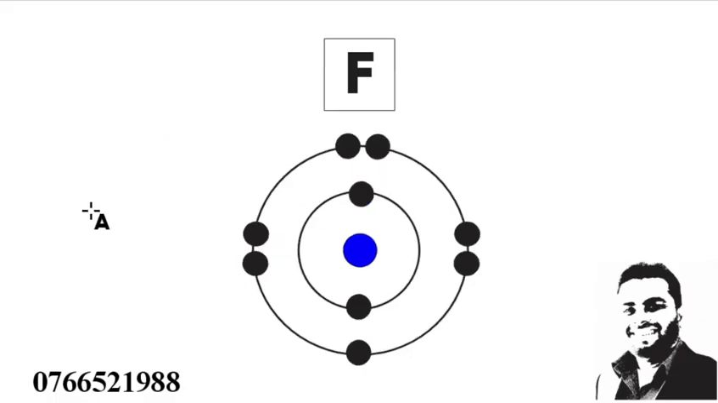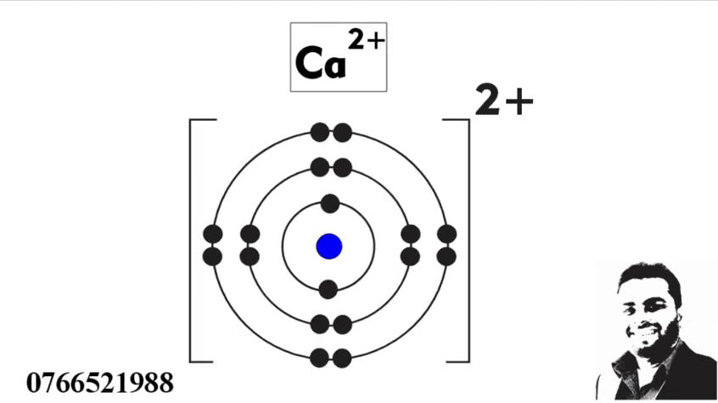Fluorine, 2, 7, its number is 9. So I said in the last class, if you don't remember these 20 elements along with their atomic numbers, forget about chemistry. Because you don't understand anything, it's very difficult for you to go ahead without memorizing these 20 elements along with their atomic numbers. So fluorine is 9, so configuration is 2, 7. So this is how the electrons are filled in its structure, energy levels.